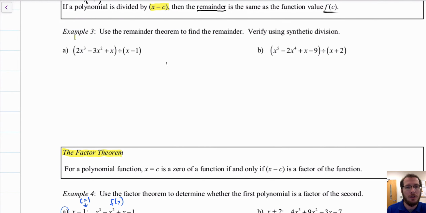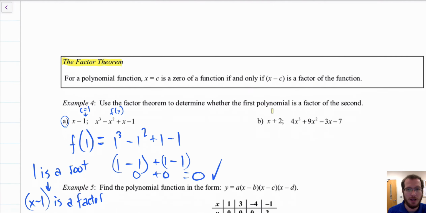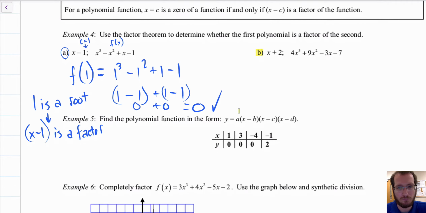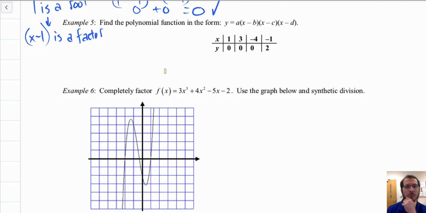Okay, in your notes, we do example 3, A and B, to practice the remainder theorem, and example 4, problem B, to practice the factor theorem. All right, example 5 we will do together next class, but I want to look at example number 6.